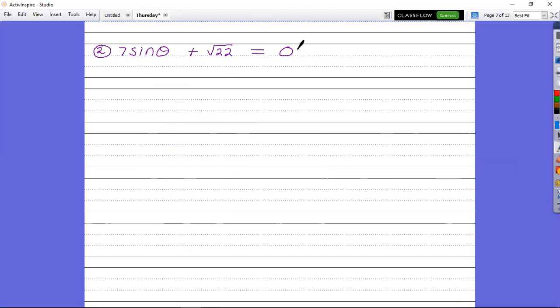So you're going to solve for x, which in this case is sine. So I have 7 sine theta equals the negative square root of 22 divided by 7. And I get sine of theta is equal to negative square root of 22 over 7. The negative is for the triangle. That's it. Where is sine negative? Just remember, 3 and 4.